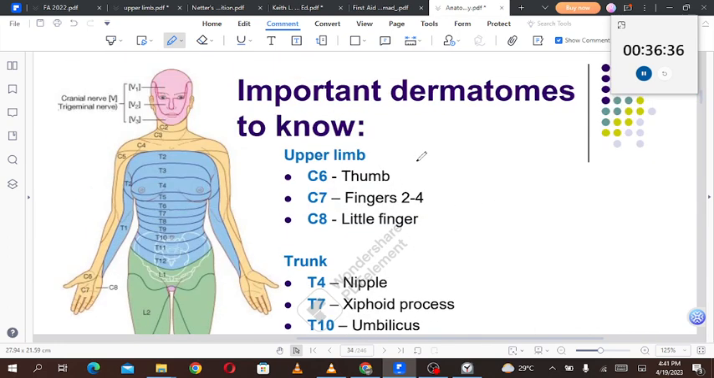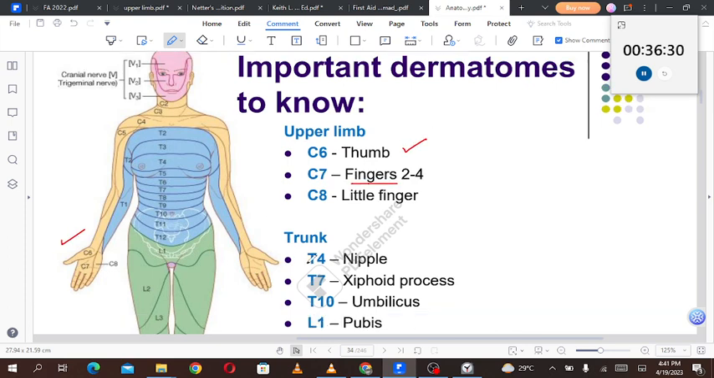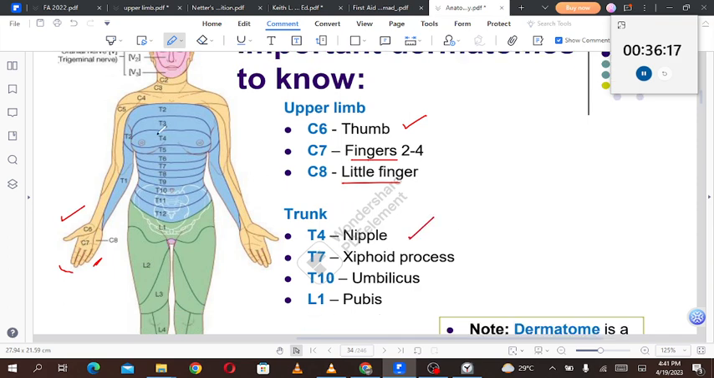These are important dermatomes to know. In the upper limb, C6 involves the thumb, C7 is for fingers 2 to 4, and C8 is for the little finger. For the trunk, T4 is the level of the nipples. Remember this line. Then T7 is at the xiphoid process, T10 is at the level of the umbilicus, and L1 is at the level of the pubis. Fit the other ones in between them.